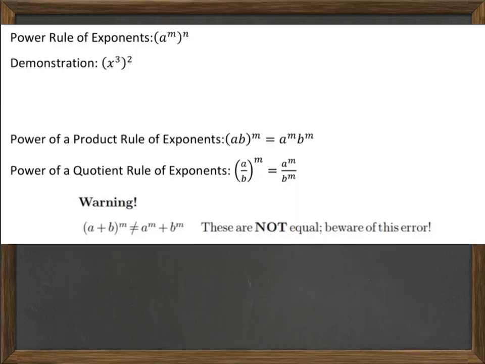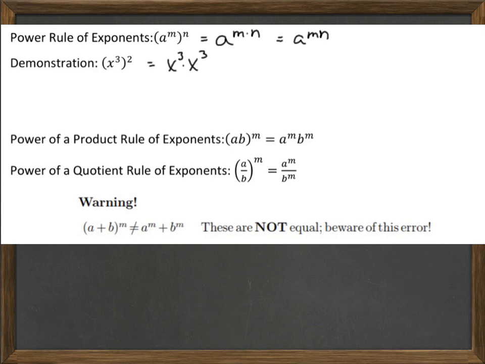All right, so without further ado, let's introduce our power rule. The power rule of exponents says a to the m power raised to the n power is equal to a to the m times n, or a to the mn. Okay, that's what the power rule says. So let's demonstrate this for ourselves. If we have x to the third power raised to the second power, well, anything squared is just the thing times itself, right?